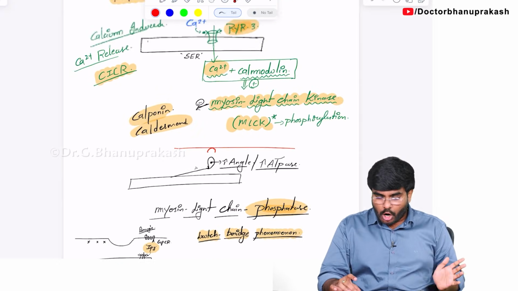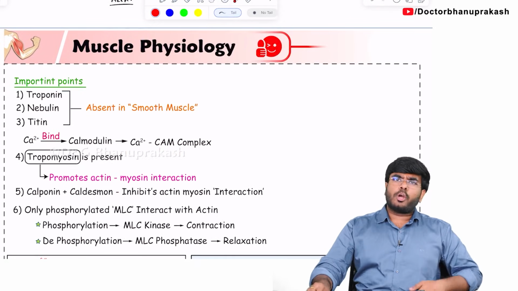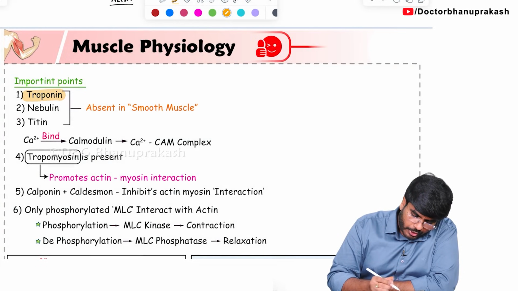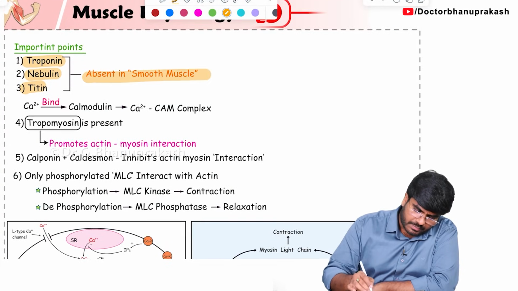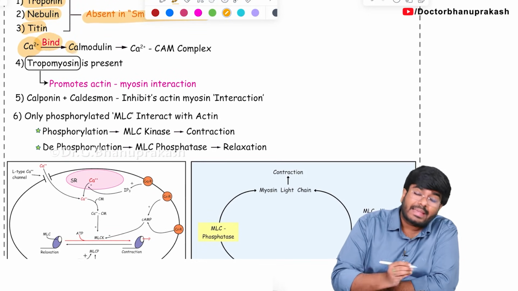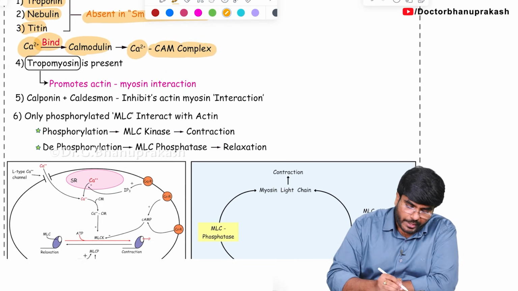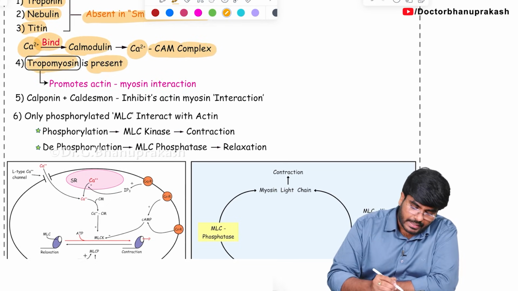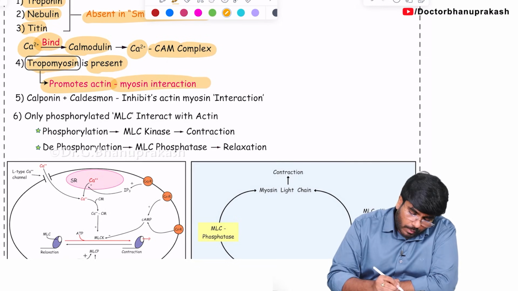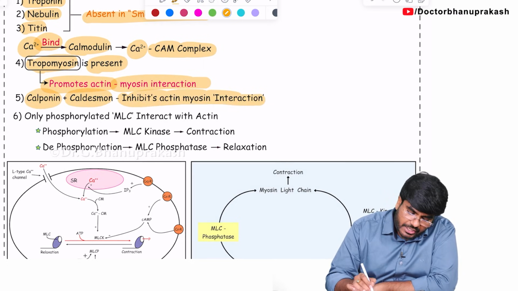Okay. So, with this, all the important points about the smooth muscle are completed. Let me highlight the important points again. You already know it. See, what are the important points, guys? Troponin, nebulin, titin are all absent in the smooth muscles. True. Calcium is going to bind with what? The calcium is going to bind with Calmodulin, forming the calcium Calmodulin complex. Tropomyosin, is it present? Yes, present. But it promotes the actin myosin interaction. What about calponin and caldesmon? Calponin and caldesmon inhibit the actin myosin interaction, true.